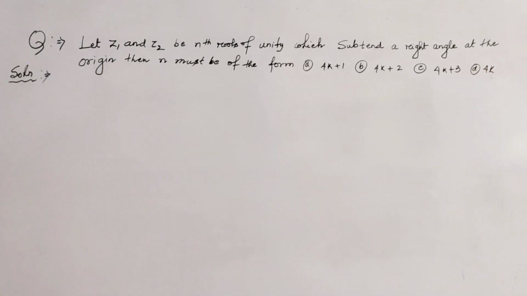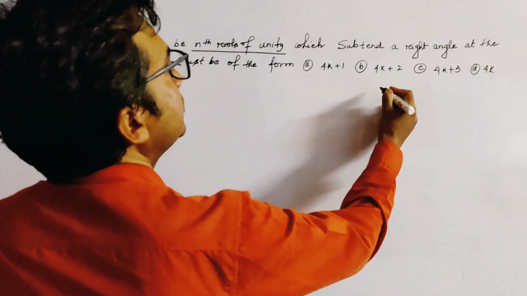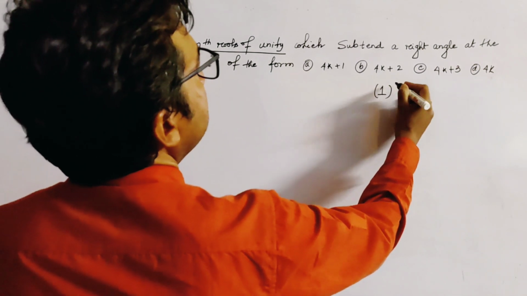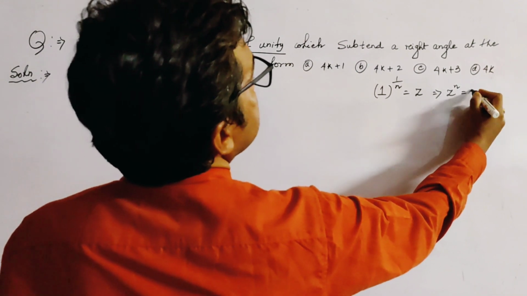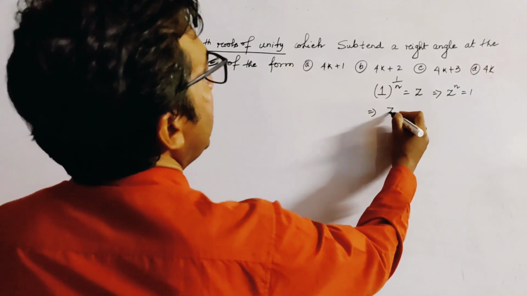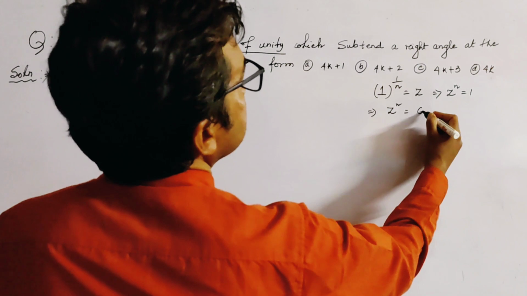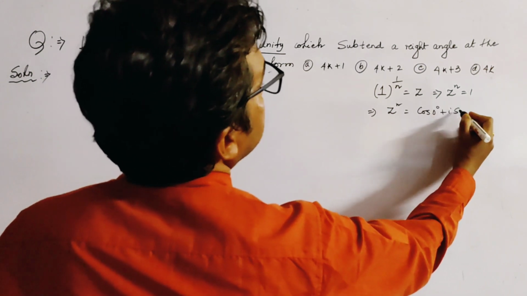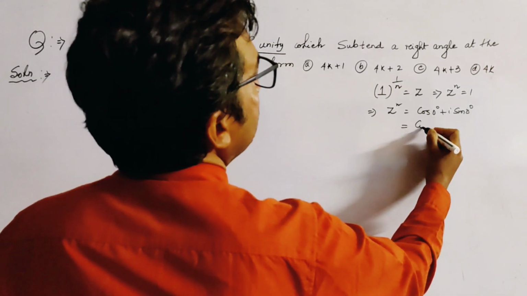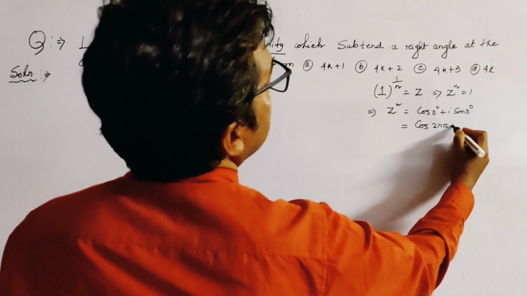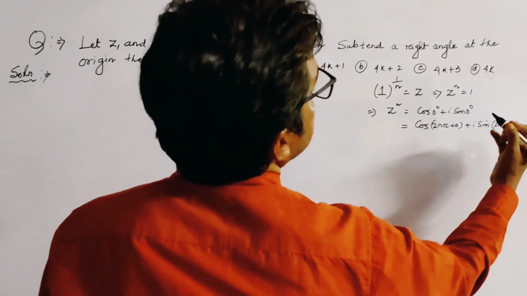This is a very conceptual problem. We first discuss the nth root of unity. Let the nth root of unity mean 1 raised to 1 by n, equal to z. So z to the power n is equal to 1, and 1 can be written in the polar form of a complex number as cos 0 degree plus i sin 0 degree. Generalizing this value we get cos 2kπ plus 0 plus i sin 2kπ plus 0.